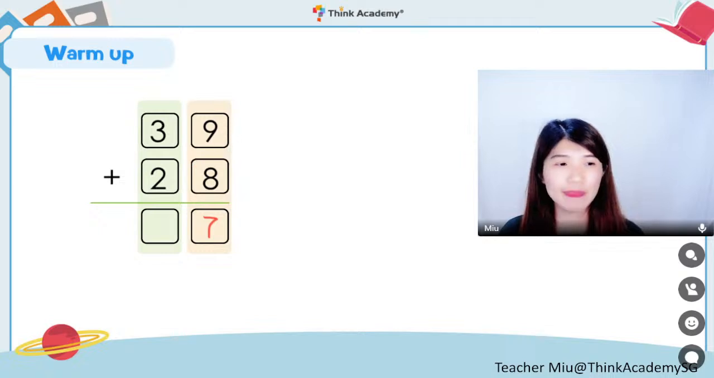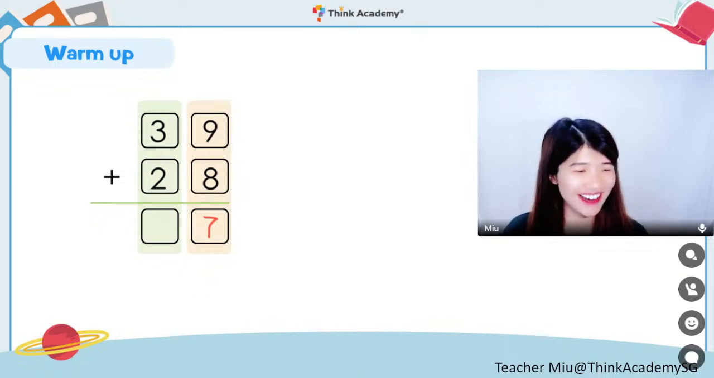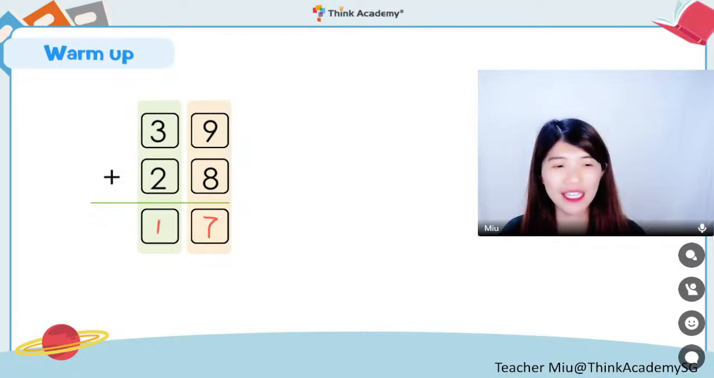Can I put that one here? Haha. Obviously not, right? Can I put that one here? Obviously not, alright? Cannot, because in the tens place you still have 3 plus 2, which means this one, we can only put it on the top to do as the carry over. Then we continue to do it. That's 3 plus 2, that give me 5. Oh, so the answer is 57. Am I right?